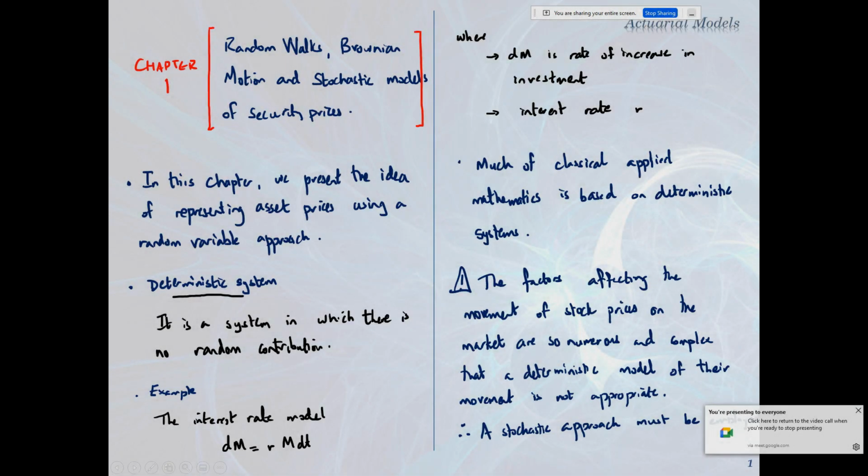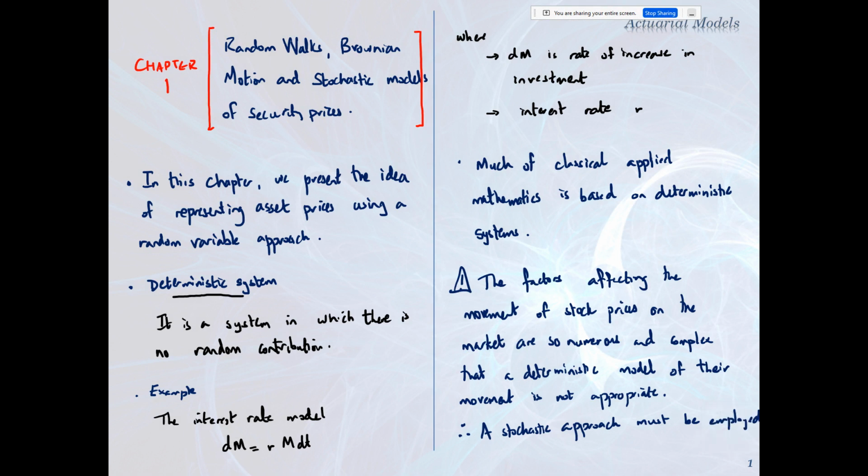So this is the first chapter entitled Random Walks, Brownian Motion, and Stochastic Models of Security Prices. Okay, so here we present the idea of representing asset prices using a random variable approach. In fact, a deterministic system is a system where we don't use any probabilistic approach to the model.